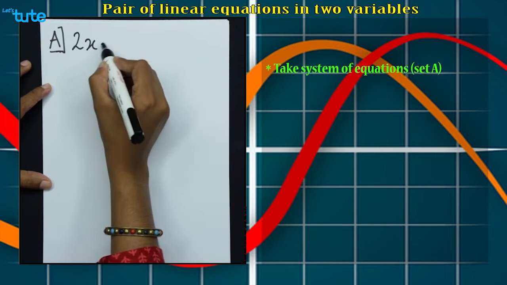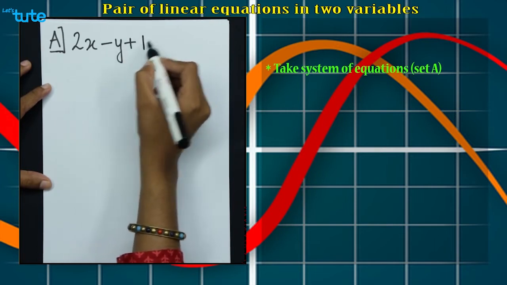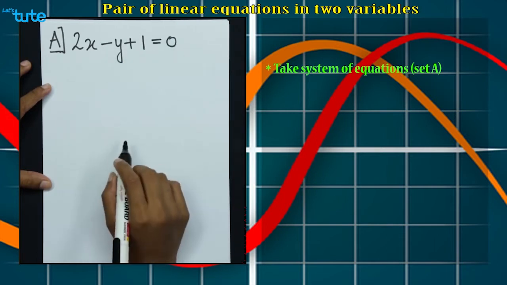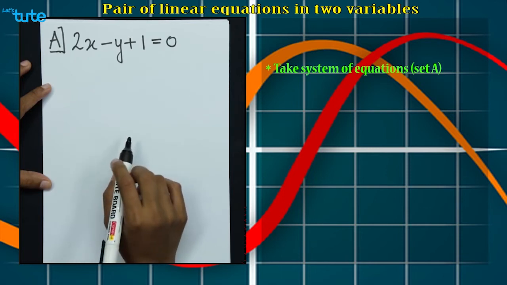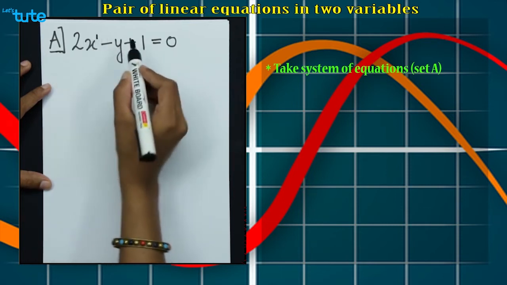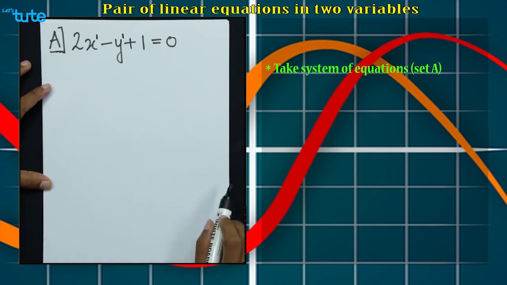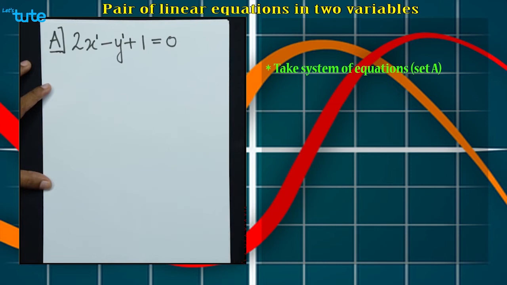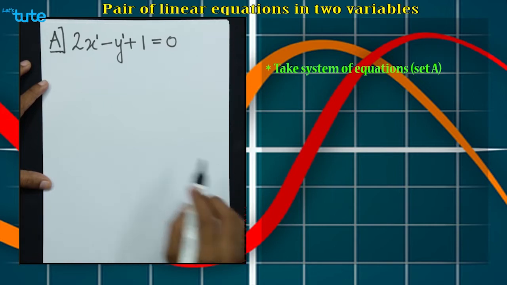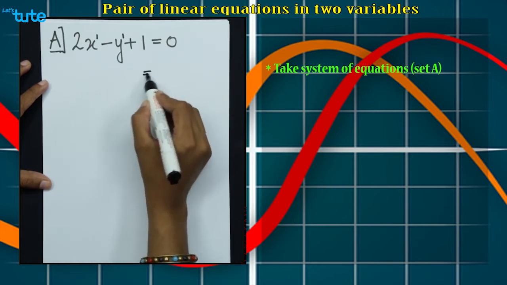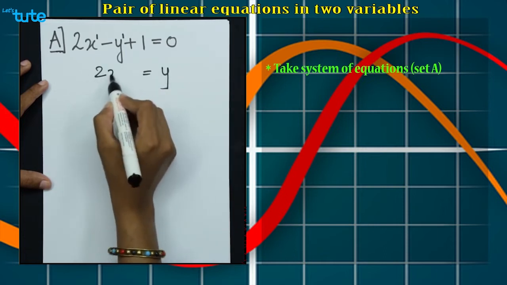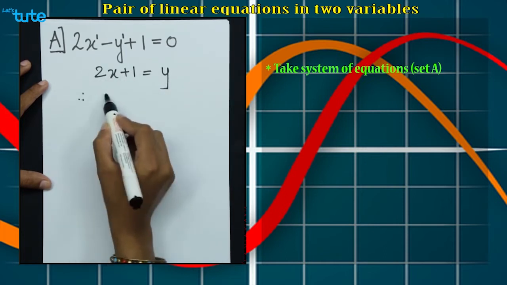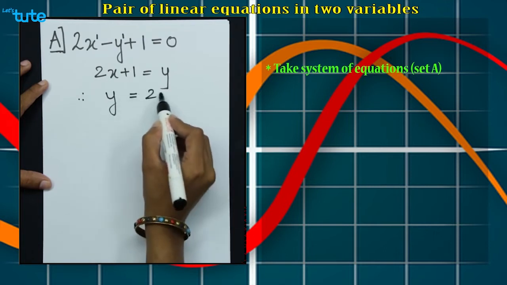Say 2x minus y plus 1 equals to 0. This equation is a linear equation as the degree of x and y both is 1. When we plot the graph of this equation, we get a straight line. We are trying to plot the graph of this particular equation. For that, this equation can be simplified and written as y is equal to 2x plus 1. Therefore, I can write y equals to 2x plus 1.